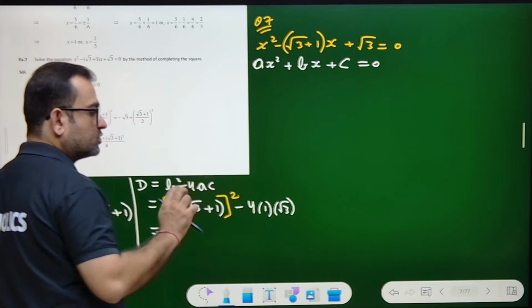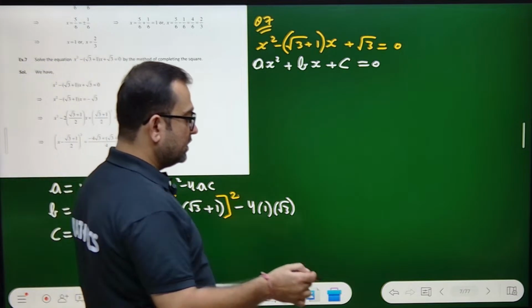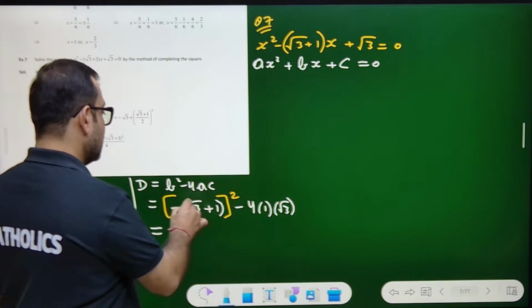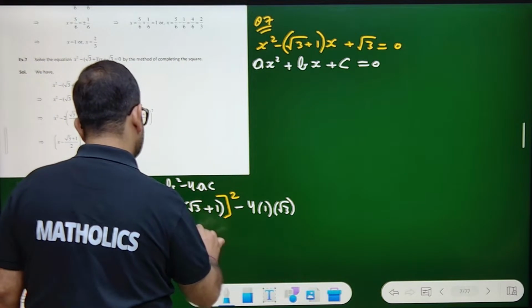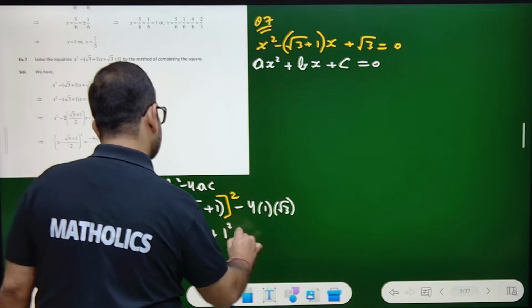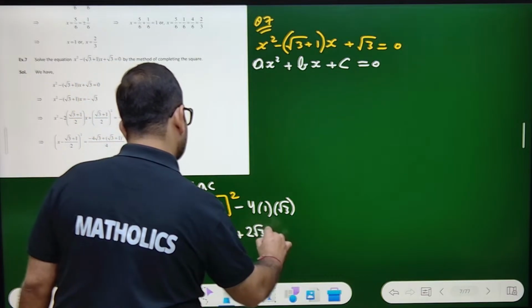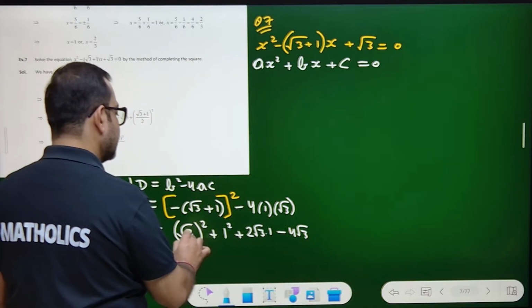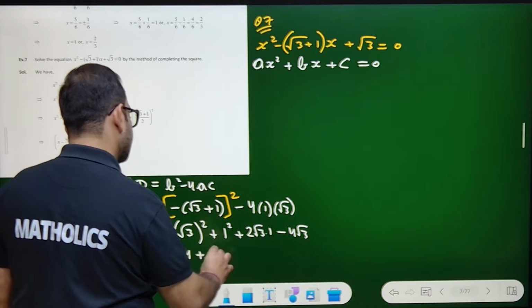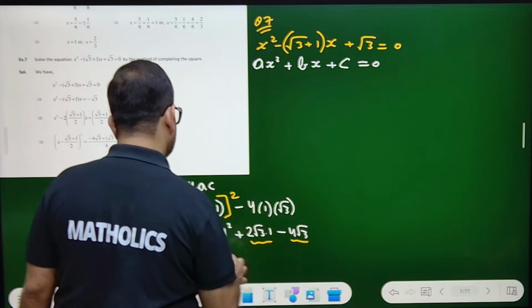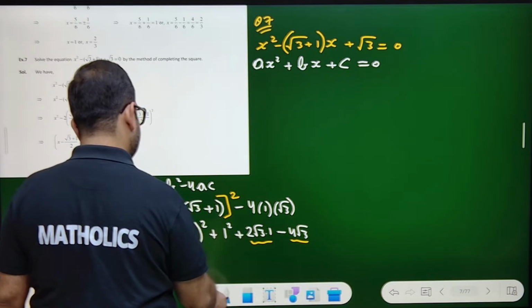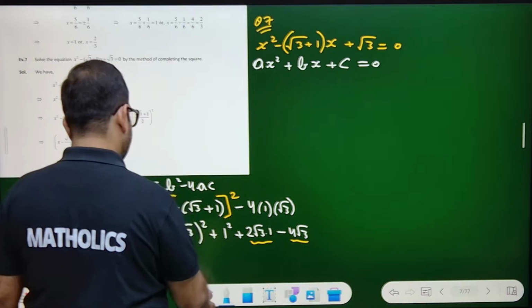Simply, root 3 plus 1 whole square we have to open. A plus b whole square is what? A square plus b square plus 2ab. Under root 3 square plus 1 square plus 2ab, means 2 into root 3 into 1, minus 4 root 3 as it is. Root 3 square is 3, 3 plus 1 is 4. 4 plus 2 root 3 and minus 4 root 3. It is minus, okay.